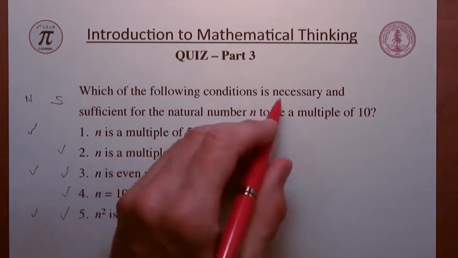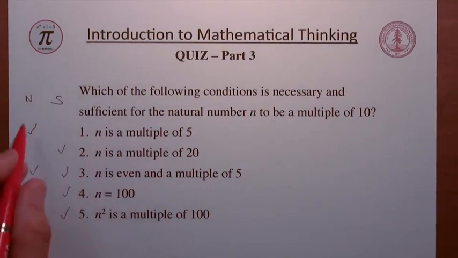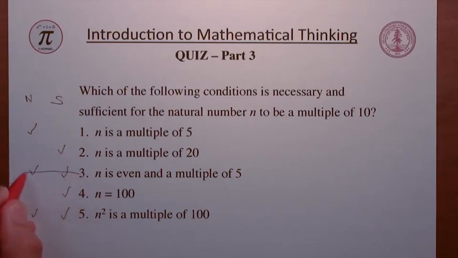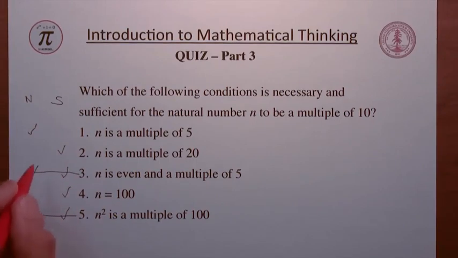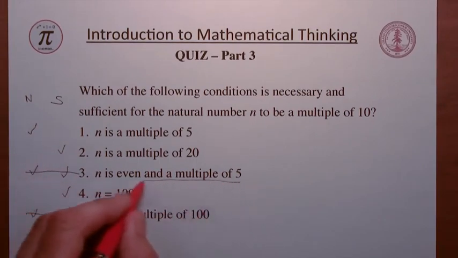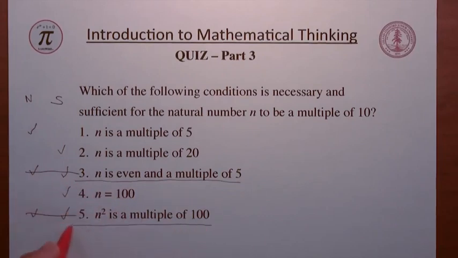This asks for necessity and sufficiency. There we've just got necessity. There we've just got sufficiency. There we have both of them. There we just have sufficiency. There we have both of them. So the ones that are necessary and sufficient are this one and that one.